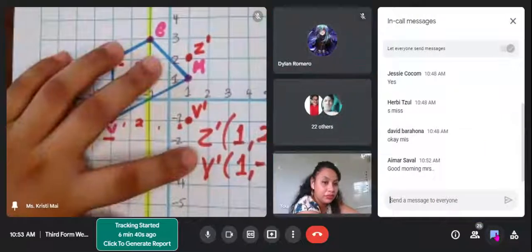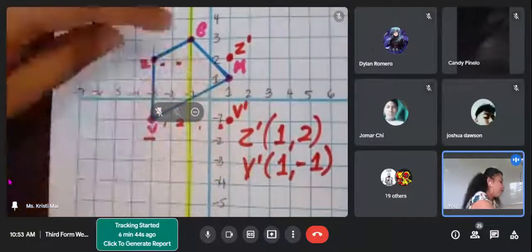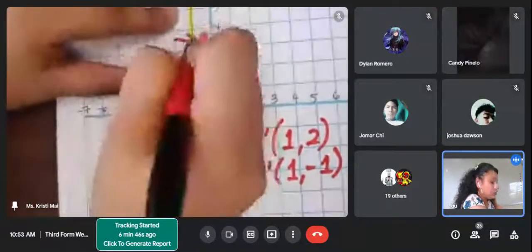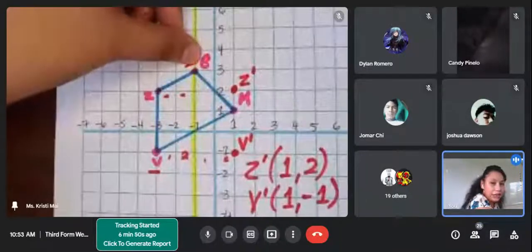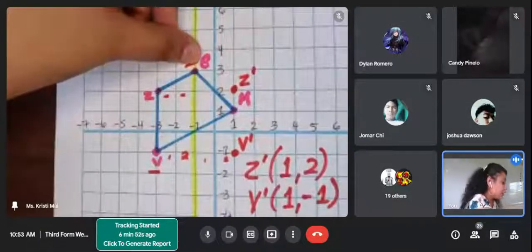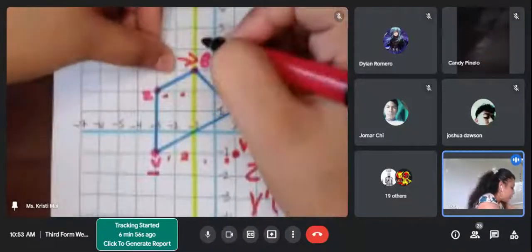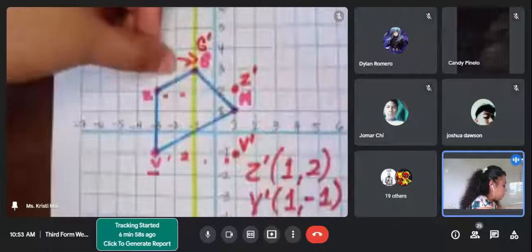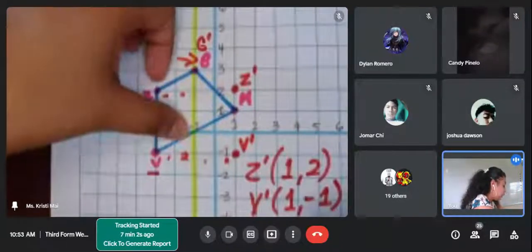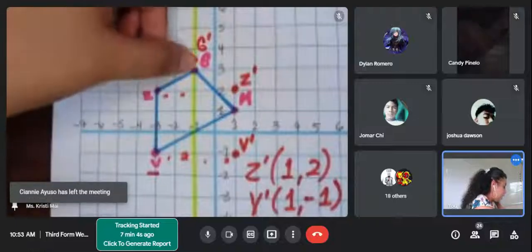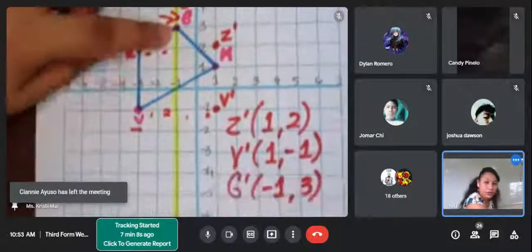Clear? Okay. If I look at G, G is right there. G is exactly on the line. And because it is exactly on the line, G1 is also going to be here. So G1 is going to have the exact same coordinates: -1 on the x-axis and 3 on the y-axis. Right there.